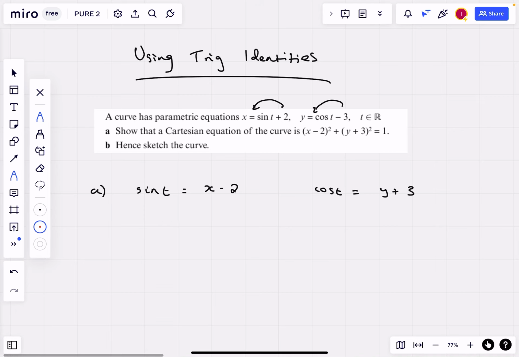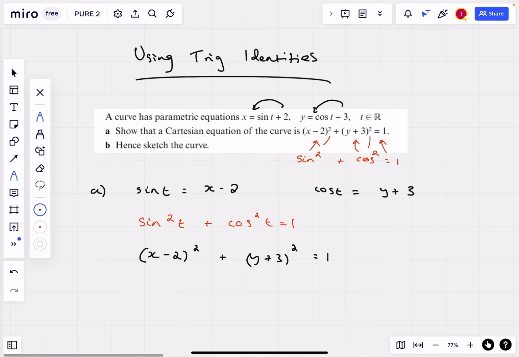Your Cartesian involves squares, like this. So this is going to be your sine, this is going to be your cos, and then it equals 1. So do you see where I'm going with this? Sine squared plus cos squared equals 1. That's your identity. Yeah? So you're going to make use of this. And now when you substitute, you have this.